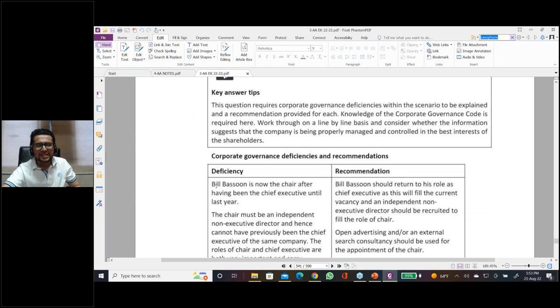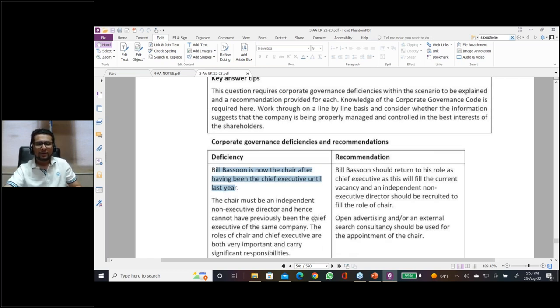Yes, Mr. Bill is now the chairman, but he was the chief executive until last year. The chairman has to be an independent individual, so he should not continue with the job of chairman. And if he wants to, he can continue with the job of chief executive. And for the role of chairman, we need to recruit an independent individual.